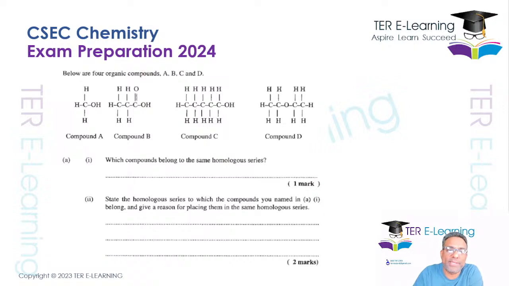So we need to look at these compounds here. So compound A, we have the OH bond here. In compound C, you have the OH bond here. Now don't get fooled by this here. This here is a different structure. So compound B is a different structure. So the 2 compounds which belong to the same homologous series will be A and C, right? In the second part here, they said state the homologous series, right? And give a reason for placing them in the same series. So what series does A and C belong to?